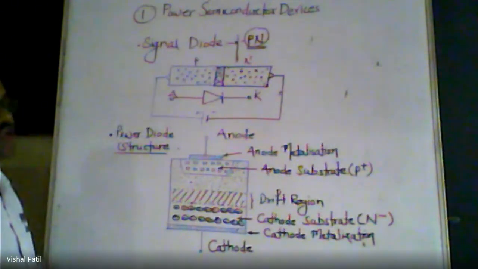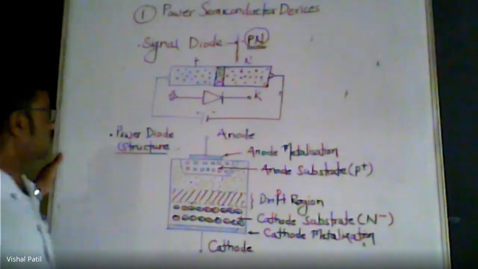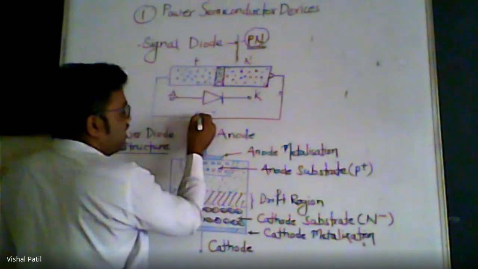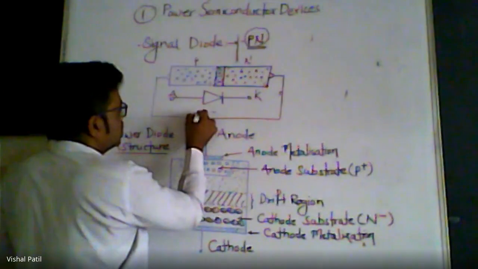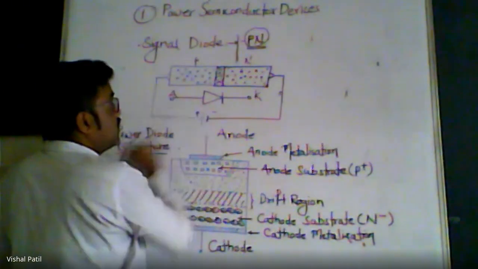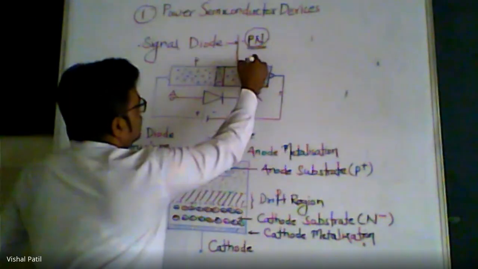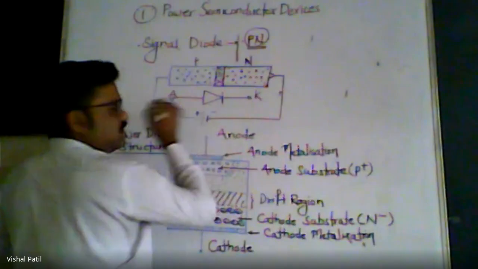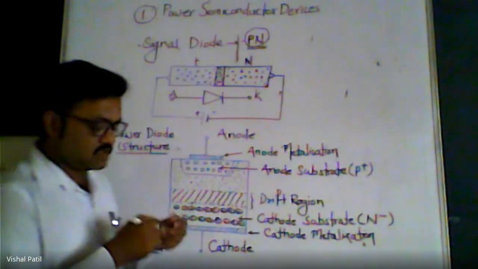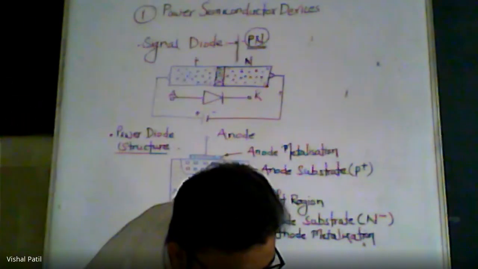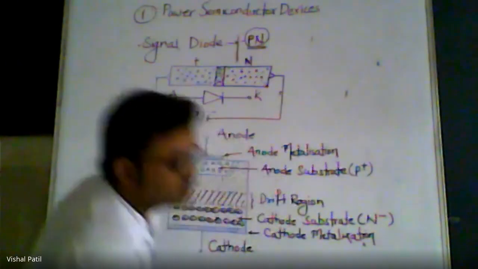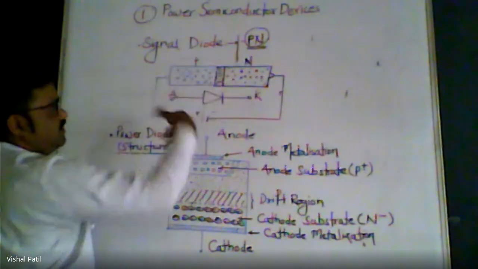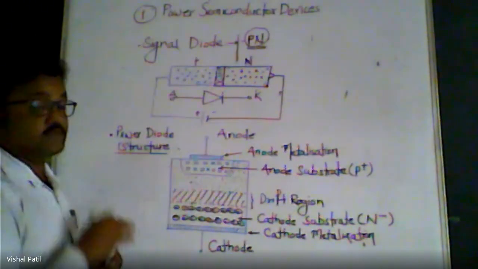Now, while applying biasing or EMF, we connect the P side of this junction, the P lead, to the positive terminal of the EMF, and the N lead, or N part of that PN junction, to the negative terminal of the EMF which we are applying, by which we are providing the bias to the diode. Then it is possible for holes as well as electrons to enter the P region and N region respectively.